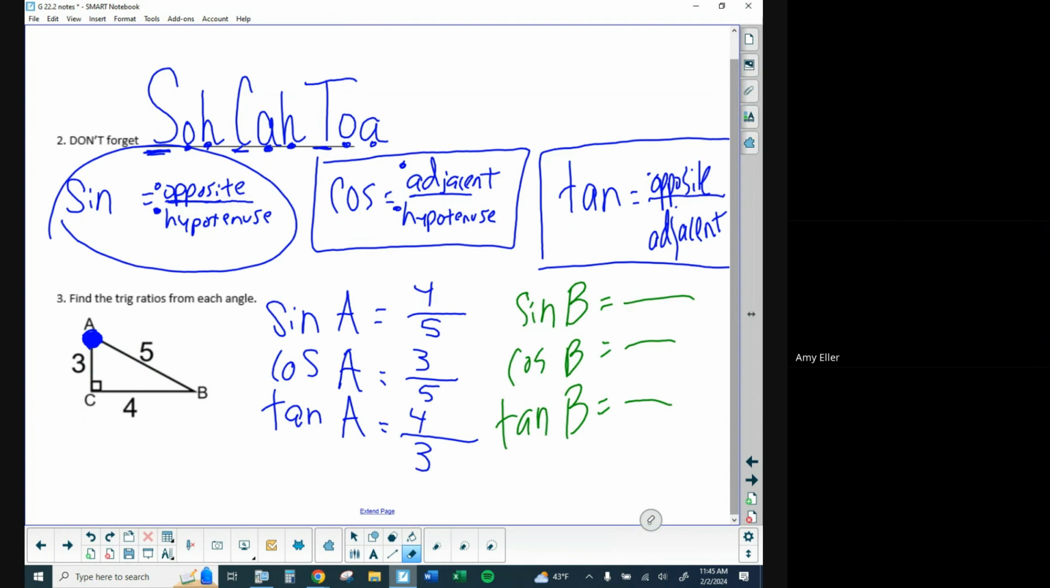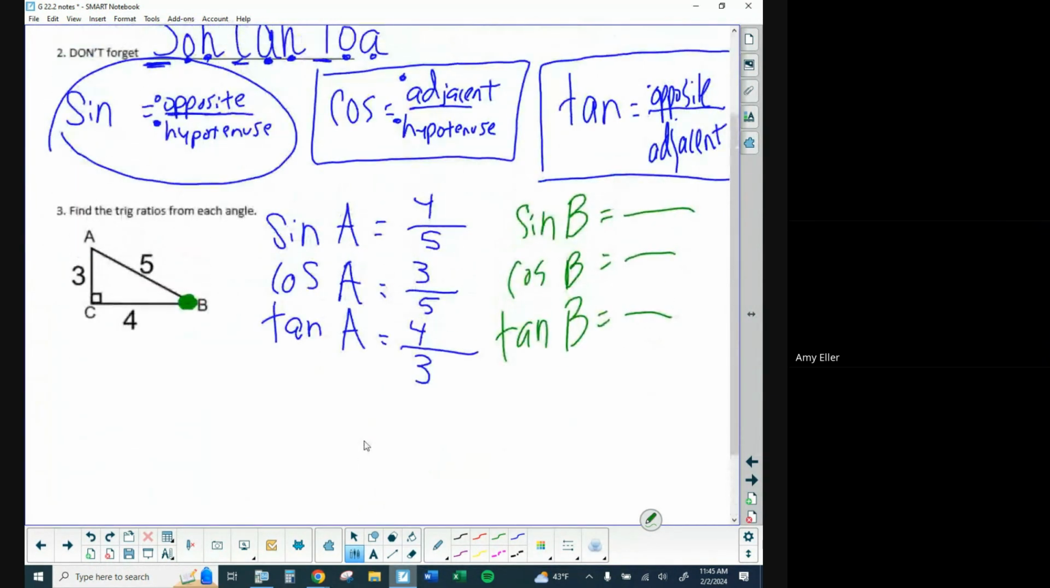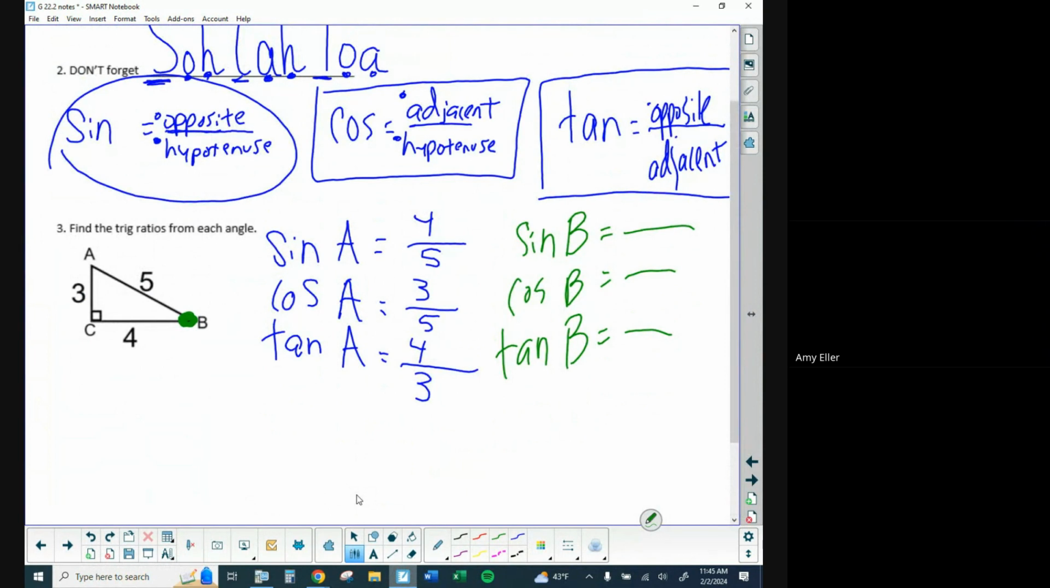I would erase your dot at A. We are now standing at angle B. Put a dot at angle B. Let's start at the beginning. We're going to do sine. So here we go. Opposite. Which side, 3, 4, or 5, is opposite of where I'm standing at B? 3. What is the hypotenuse of the triangle? 5.